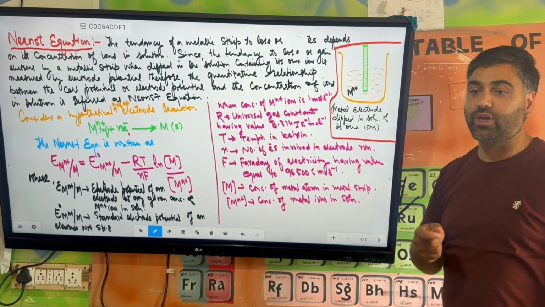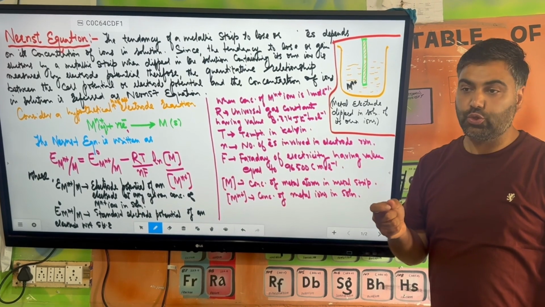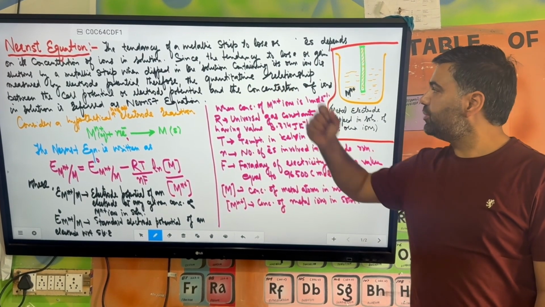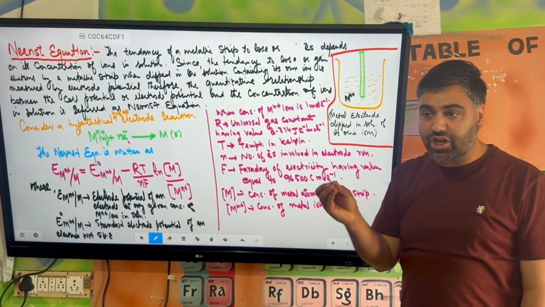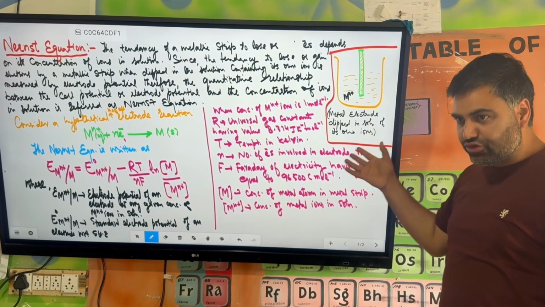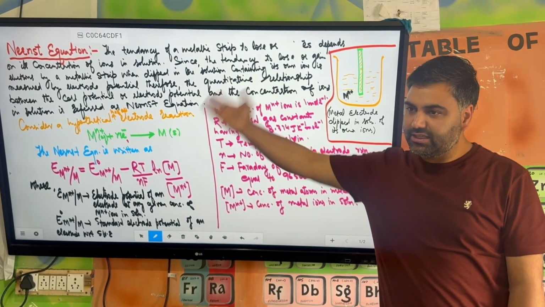Electrode potential जो है ये किस पे डिपेंड करता है? It depends upon the concentration of the ions in the solution. That quantitative relationship between the electrode potential of a half cell or the cell potential of a cell and the concentration of the ions in the solution is given by a famous equation that is known as the Nernst equation.